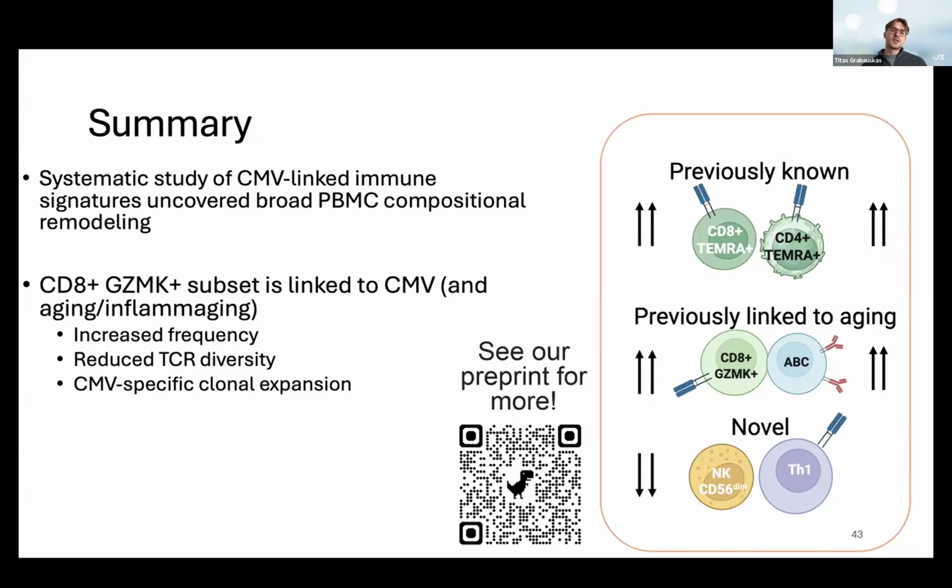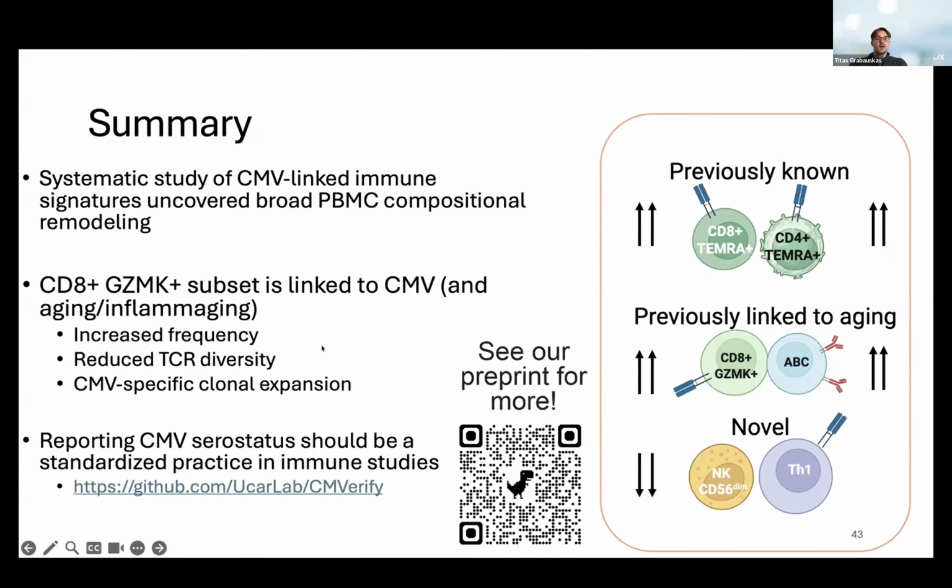Interestingly, in 2023, Michael Brenner's group published a very nice paper in Nature, showing that GZMK, unlike other granzymes, is able to cleave complement components in order to activate the complement cascade. And we all know that complement cascades are pro-inflammatory, right? So we now wonder whether the previous associations of the subset to aging and inflammaging that I showed you earlier are potentially driven by CMV and this GZMK subset.